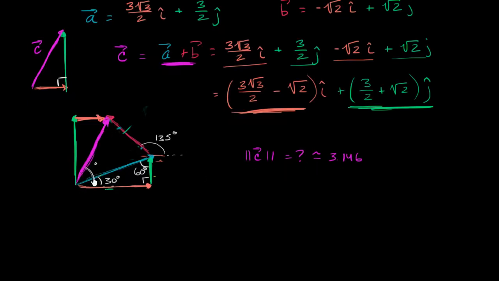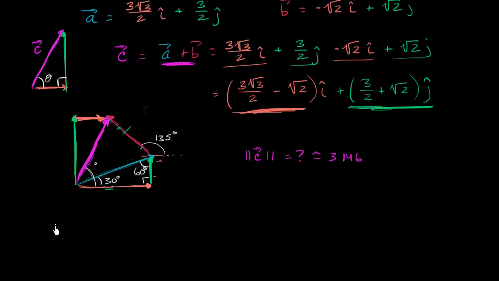Now let's think about the direction. Let's call this angle right over here theta. So what do we know? We know the length of the opposite side, and we know the length of the adjacent side. And actually now we know the length of the hypotenuse. But let's just say we didn't even know the length of the hypotenuse. If we know the opposite and the adjacent, you can use tangent.